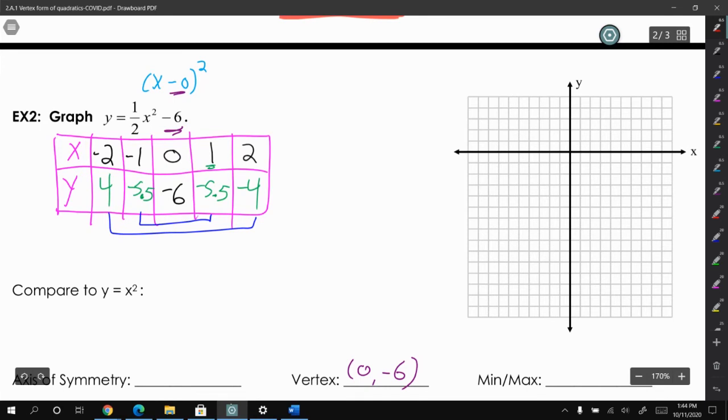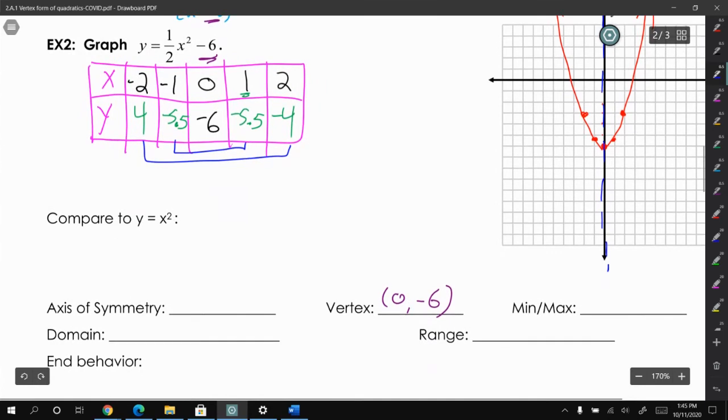So let's plot 0, comma, negative 6. Then negative 1, comma, negative 5.5, 1, comma, negative 5.5, 2, comma, negative 4, and negative 2, comma, negative 4. And then your axis of symmetry goes right through the middle. And then we can compare.